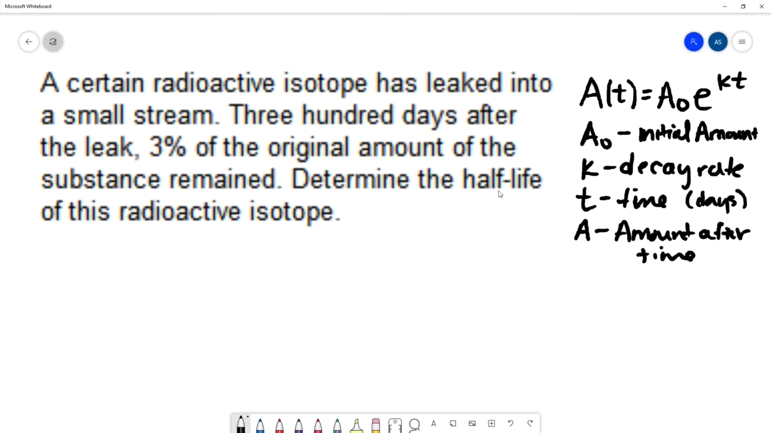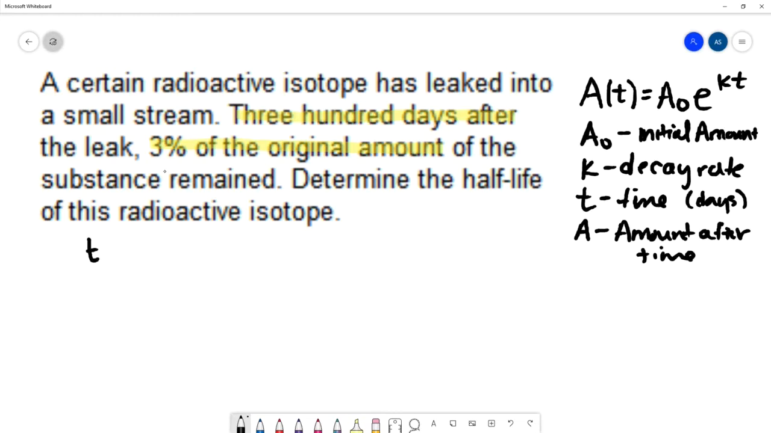So we have a goal in this problem of finding the half-life, but in order to find the half-life, we need to know the decay rate. So we're going to start by finding the decay rate and then find the half-life. So we're going to use this piece of information right here, 300 days, 3% of the original amount remains.